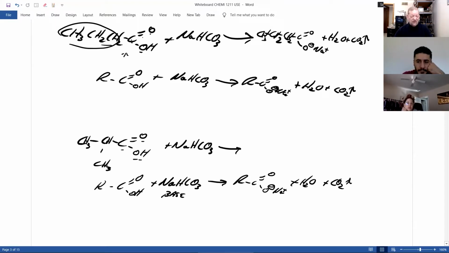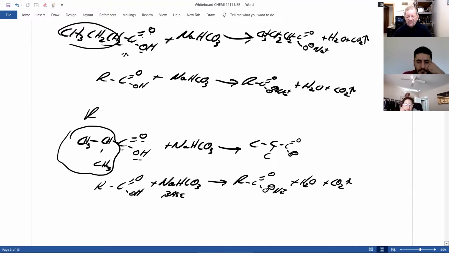And if I look at this, what's my R? So I'm going to have this, my carbonyl, O minus, Na plus, water, plus CO2 given off as a gas.